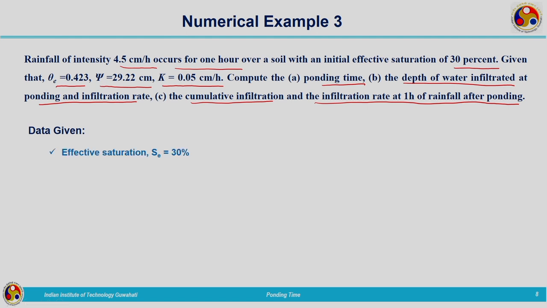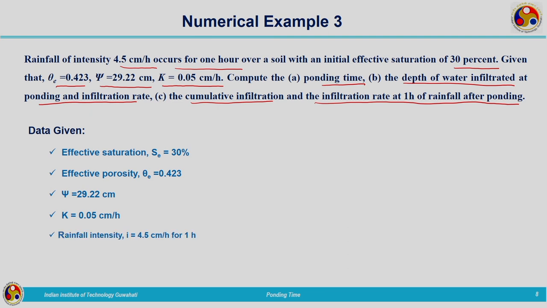Effective saturation Se is equal to 30%. Effective porosity theta E is equal to 0.423, psi is equal to 29.22 centimeters, K is equal to 0.05 centimeters per hour, rainfall intensity I is equal to 4.5 centimeters per hour for 1 hour. So for 1 hour we can assume uniform rainfall intensity.